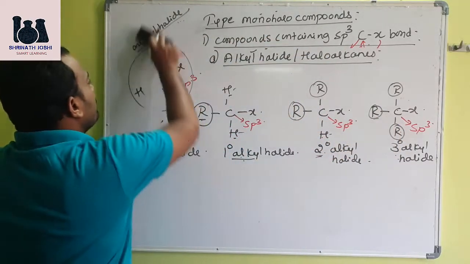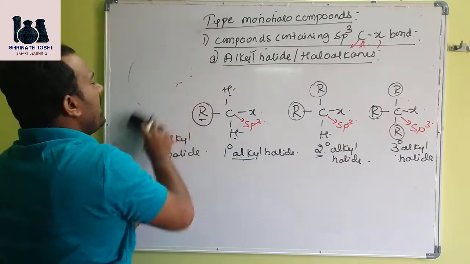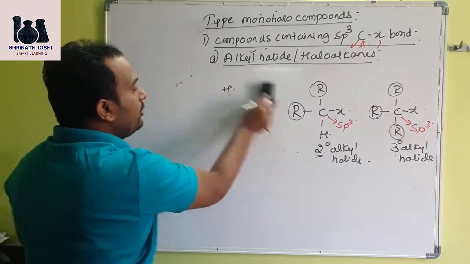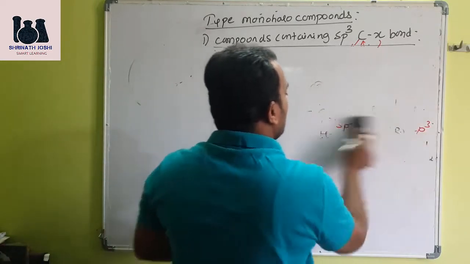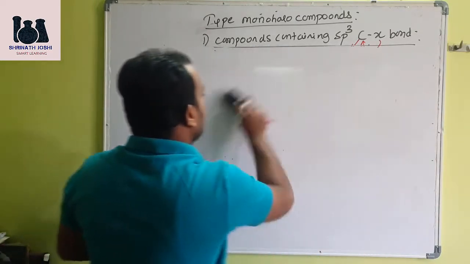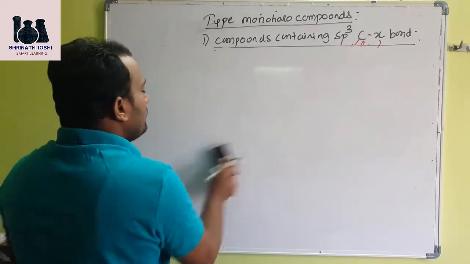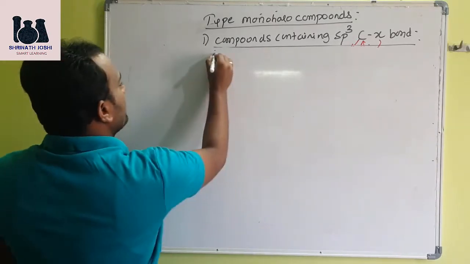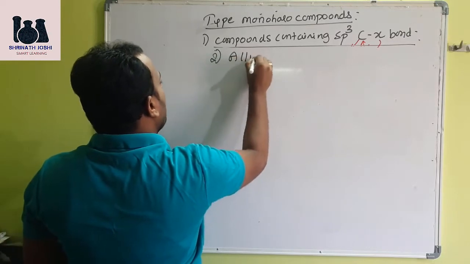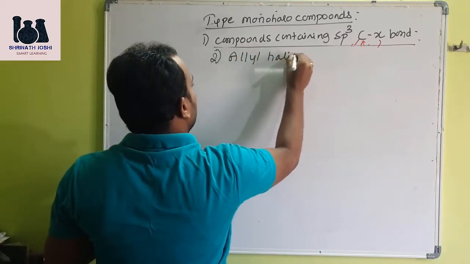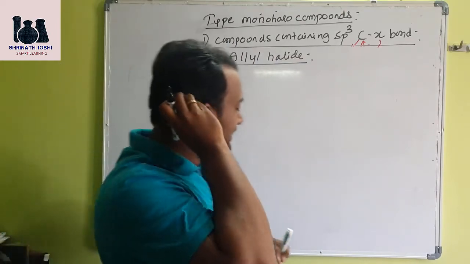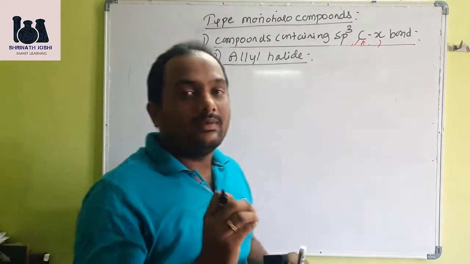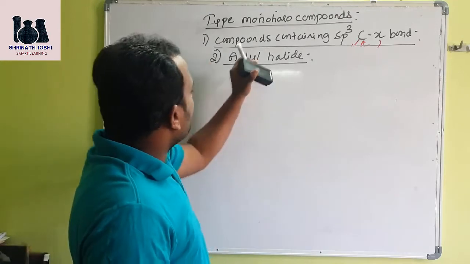Moving on to the next one. I hope in this part you don't have any difficulty over the alkyl halide, which is the first classification of compounds containing sp3 C-X bond. Now we move on to the second one. Second classification, we call it as allyl halide. See, alkyl is over. Now we move on to allyl. Alkyl, you know that carbon should be sp3 hybridized everywhere, and it must be R group, that is alkyl group. Then question comes, what is allyl?